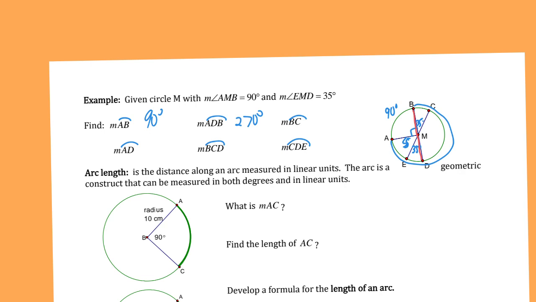BC would be 35 degrees. Again, vertical angles are true still. So A to D would also be 90 degrees. BCD, so from B to C to D, that's 180 degrees. That'd be a semicircle. And then C to D to E would be here, and that would be 180 degrees as well.